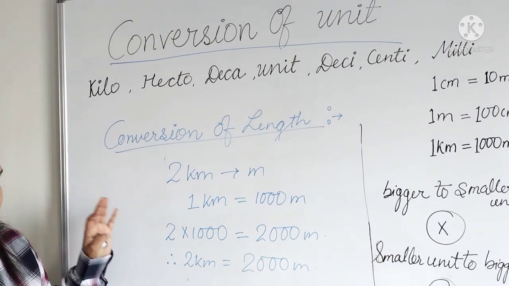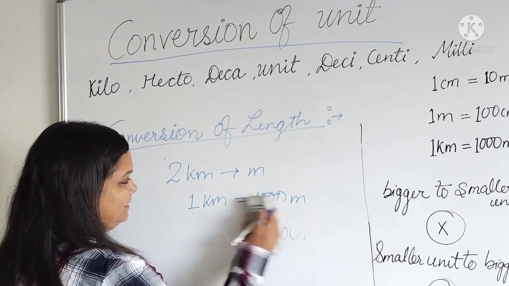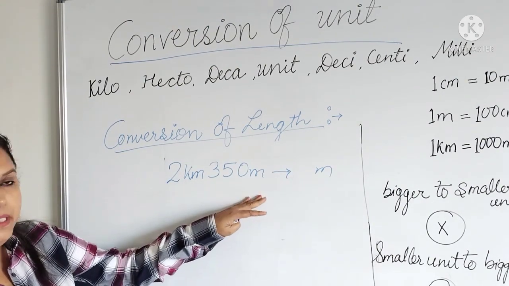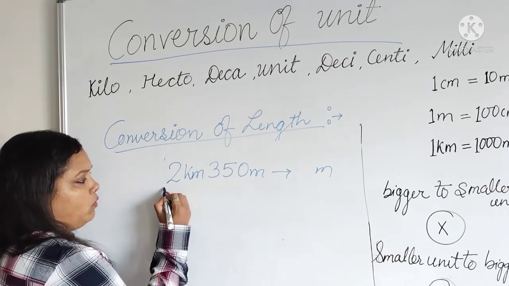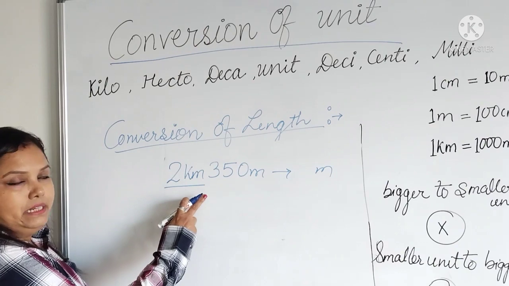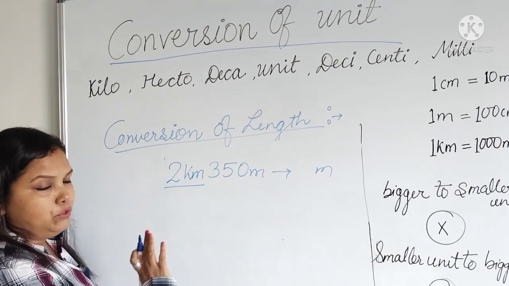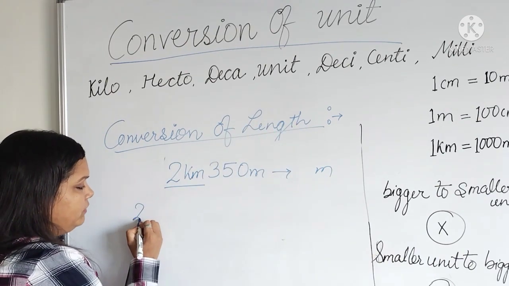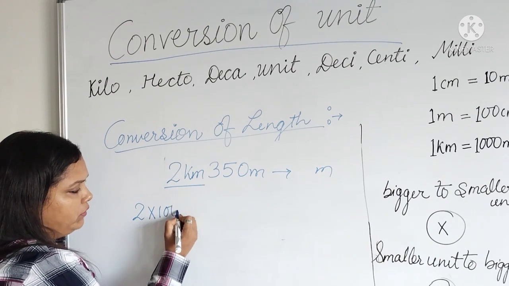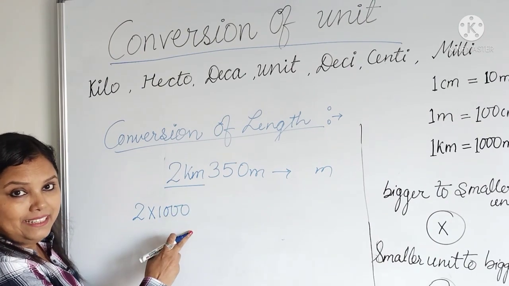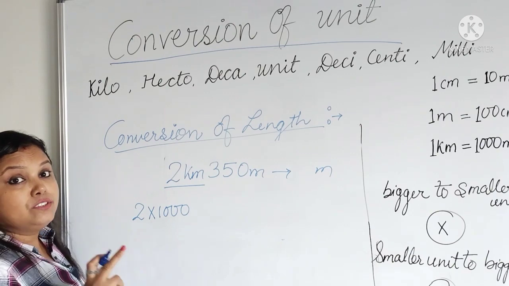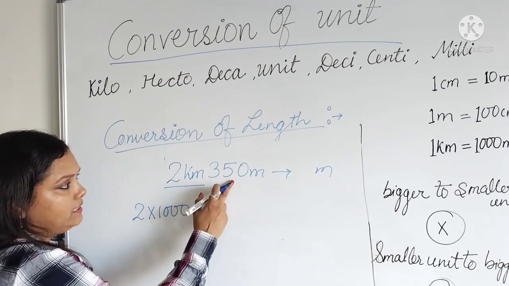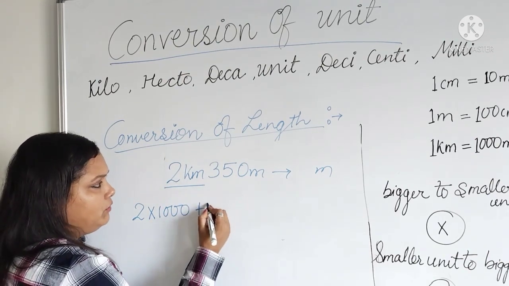Now this question was very simple. Now let's complicate it. Suppose we want to convert 2 kilometer 350 meter into meter. Now we have to focus on this part, 2 kilometer. 350 is already in meter, we don't have to do anything in that. So we need to convert this 2 kilometer into meter. How? Just multiply by 1000, because 1 kilometer equals 1000 meter. So 2 multiplied by 1000, and this part is already in meter, so we just have to add it.